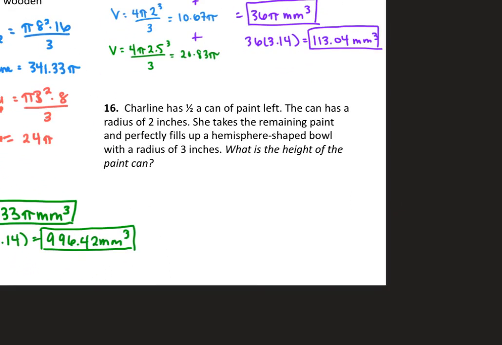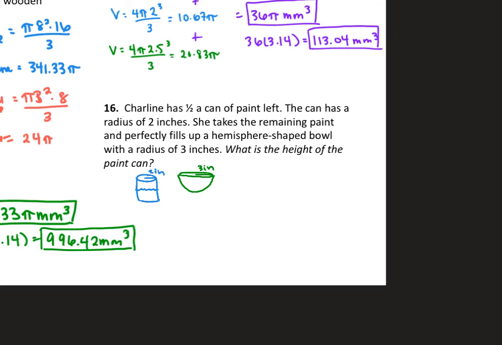All right, the last problem, it says Charlene has half a can of paint left. The can has a radius of 2 inches, so something like this. The radius is 2 inches and it's half full. So she takes the remaining paint and fills up a hemisphere-shaped bowl, so that's just the shape of half a sphere, with a radius of 3 inches. What is the height of the paint can?